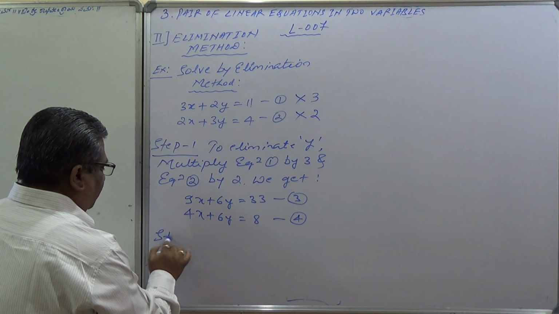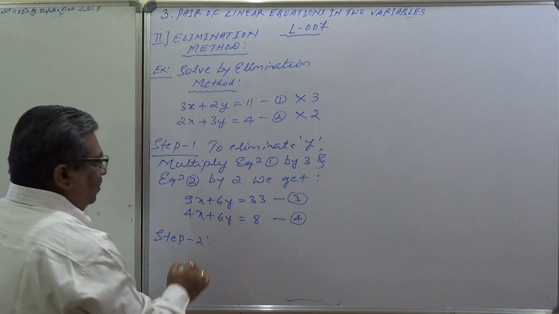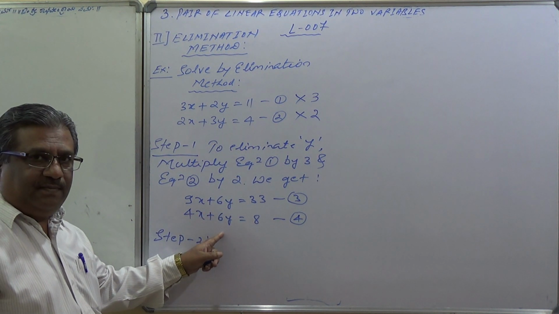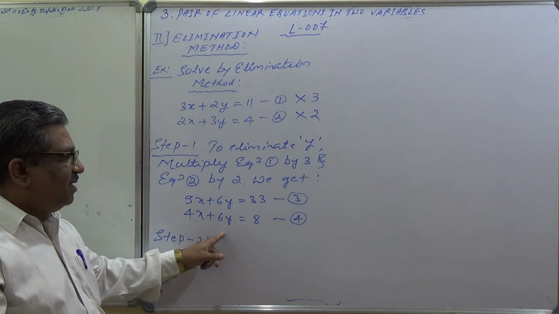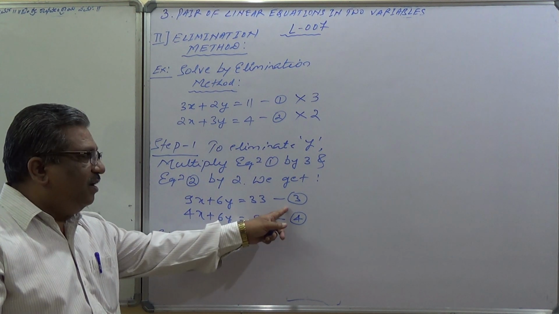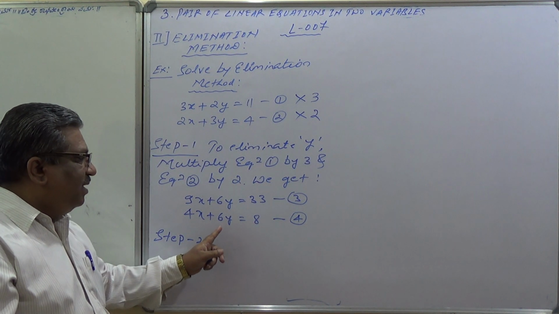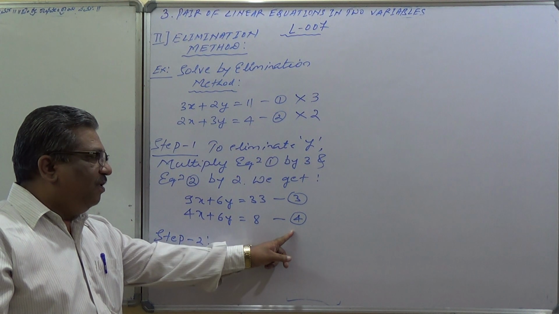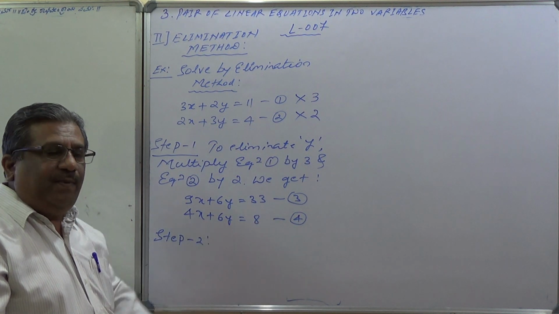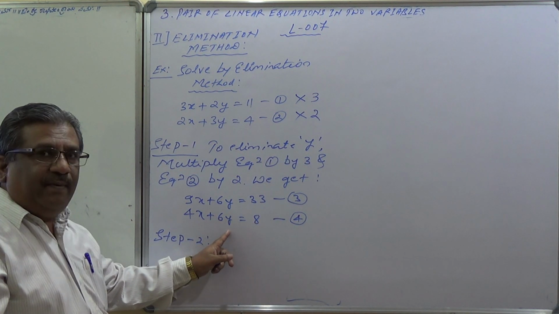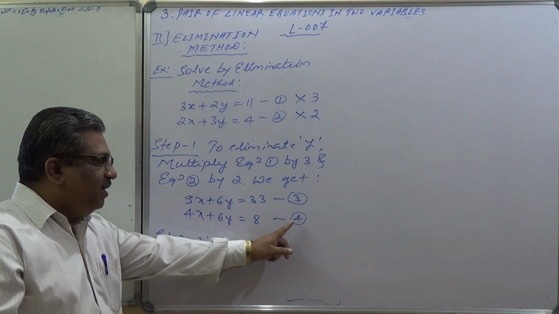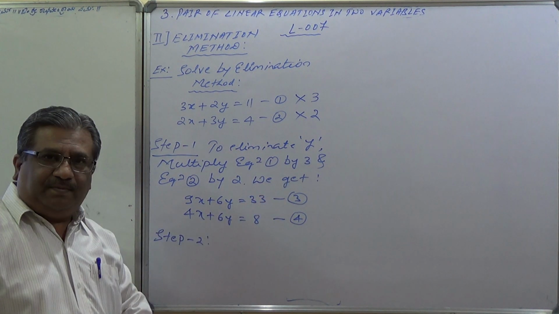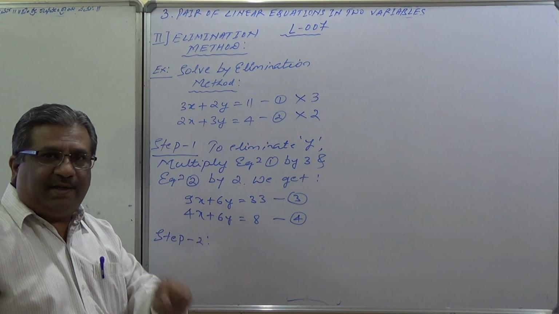Step 2. The coefficient of y is the same in both the equations. Subtracting 4 from 3, I would be able to eliminate variable y. When I say subtract equation 4 from 3, it is equation 3 minus 4. I hope you understand these wordings.